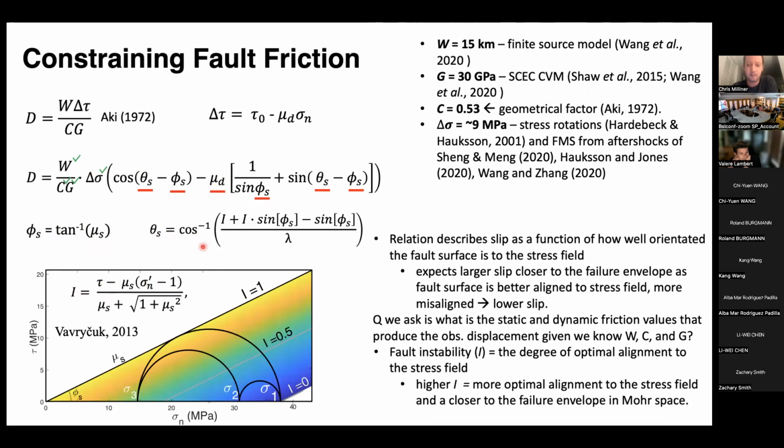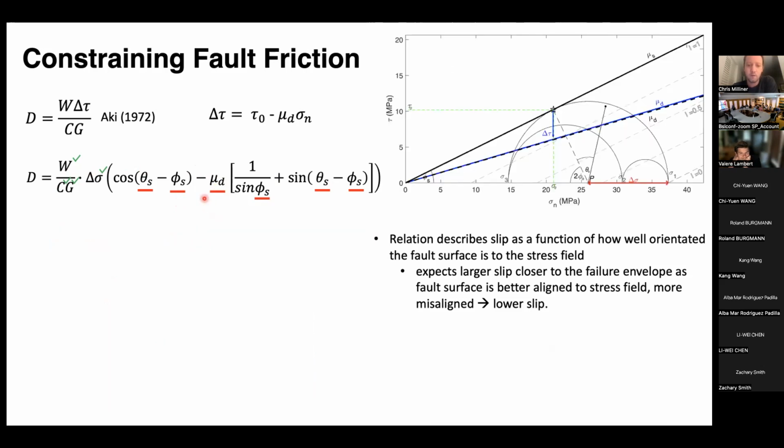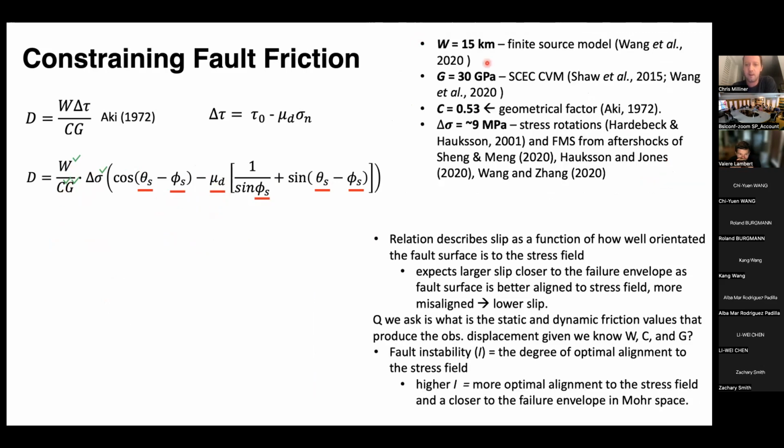I didn't write this all out because it gets very messy, but essentially what you can take away from this is that with this relation, we're left with the dynamic friction and the static friction, and we know W, C, and G from finite fault source inversions. We get the shear models from SCEC CVM, and we know these other terms I just went over. And then we know the displacement, we measure those with our deformation maps. So what we can do is then invert this observed fault slip for the dynamic and static friction.